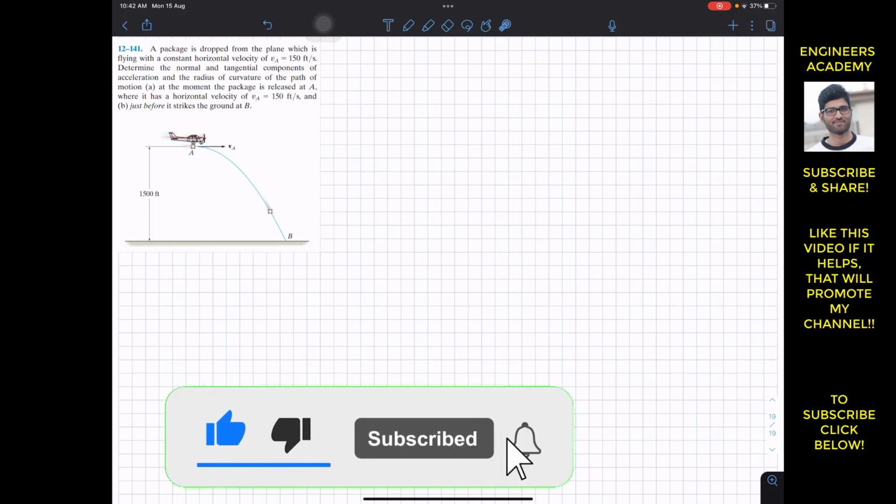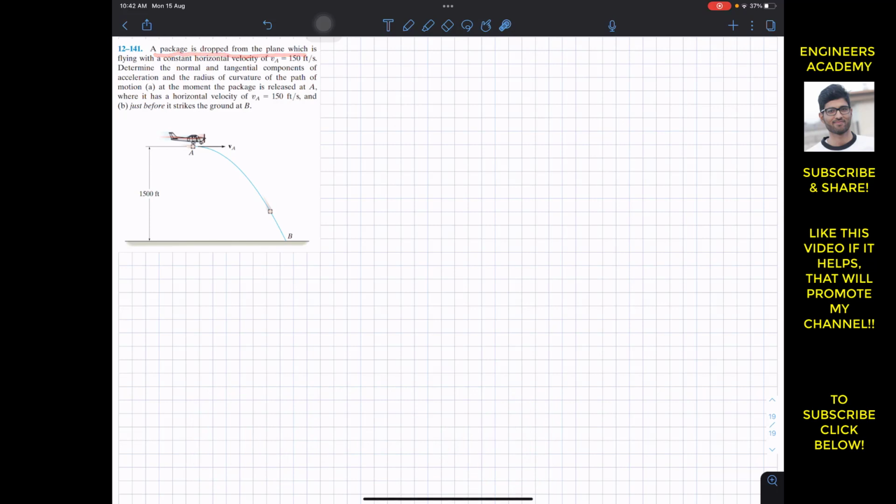Now we are going to solve this problem which says that a package is dropped from the plane which is flying with a constant horizontal velocity of 150 feet per second. Determine the normal and tangential components of the acceleration and the radius of the curvature of the path of the motion, at the moment the package is released at A, where it has horizontal velocity of 150 feet per second, and just before it strikes the ground at B.